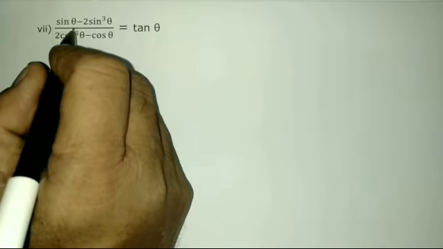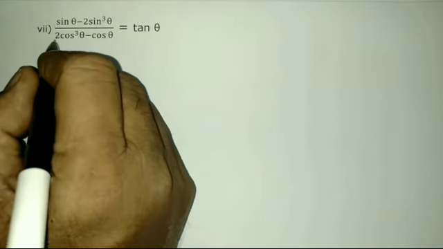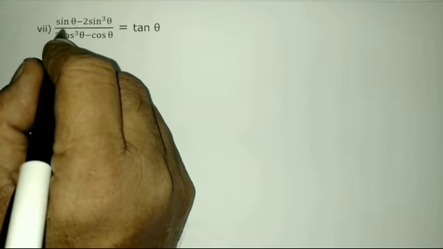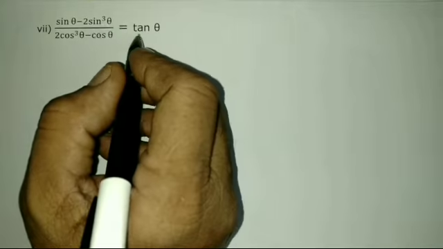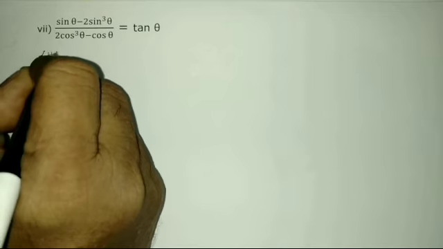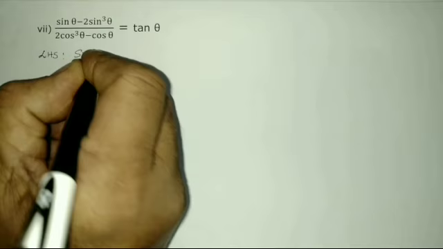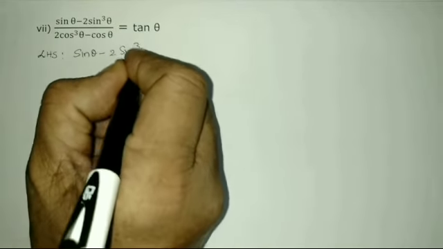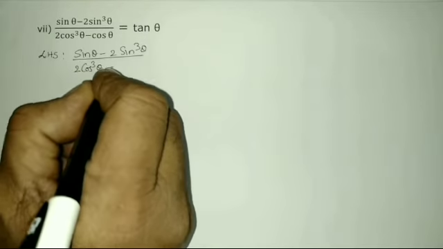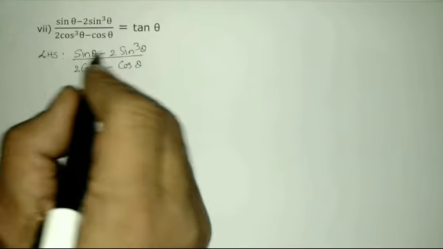Seventh problem. Prove that sin theta minus 2 sin cube theta by 2 cos cube theta minus cos theta equal to tan theta. So we have to prove that sin theta minus 2 sin cube theta by 2 cos cube theta minus cos theta equal to tan theta. So in the left hand side we have two ratios, sin theta and cos theta, whereas in the right hand side we have tan theta. So write the left hand side, sin theta minus 2 sin cube theta by 2 cos cube theta minus cos theta. So from these two we can take sin theta as common.